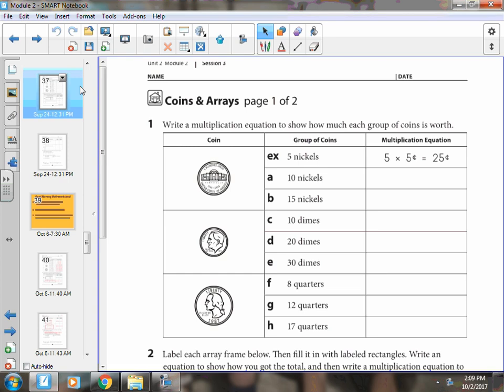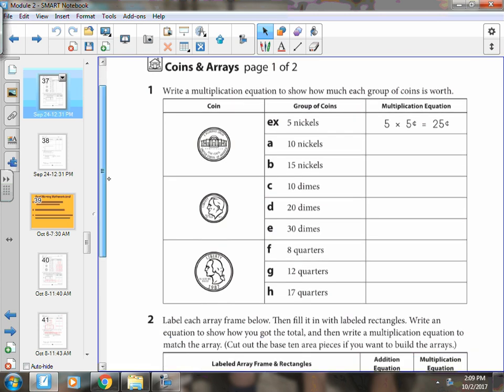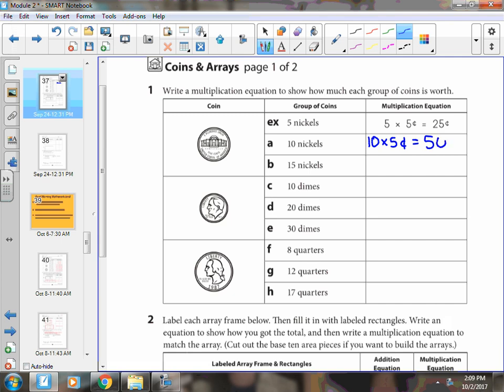Number 1, write a multiplication equation to show how much each group of coins is worth. Letter A, 10 nickels. 10 nickels times 5 cents for every nickel. 10 times 5 is 50 cents.